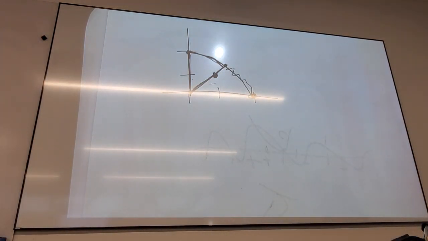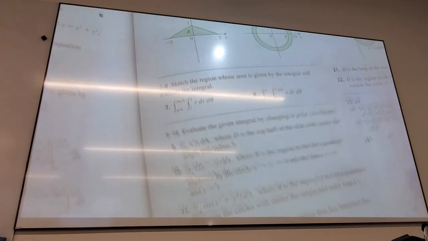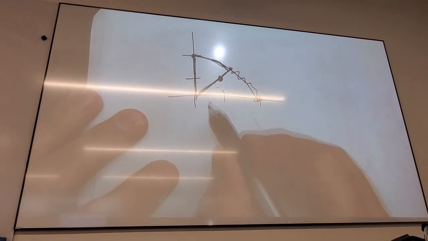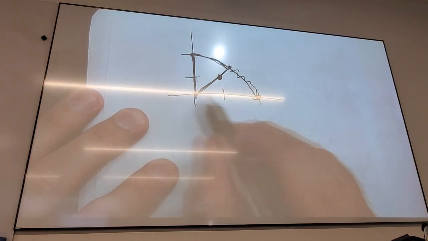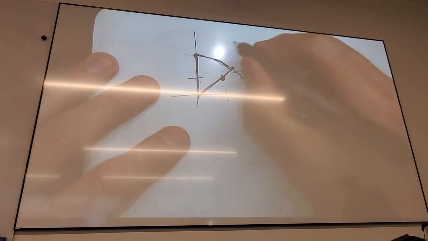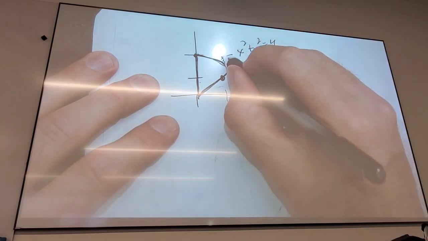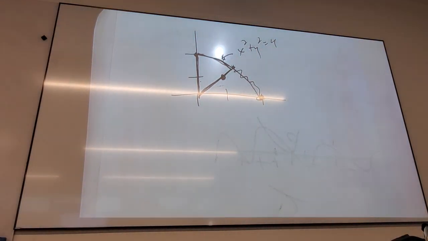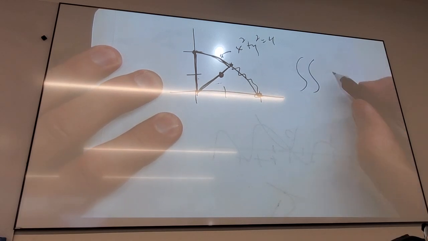Yeah, the y-axis and y equals x. If they would have said y equals 0 and y equals x, that would have been this bottom slice. So let's put some stuff in here. This is x squared plus y squared equals 4. So if I'm looking at my integral, there it is.